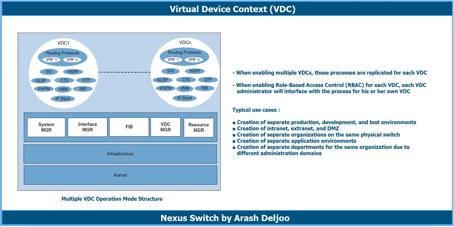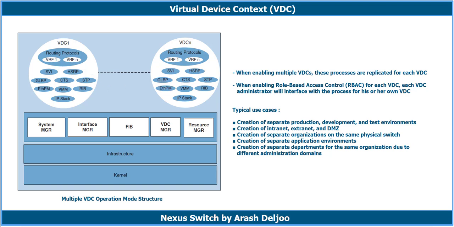When enabling multiple VDCs, these processes are replicated for each VDC. Within each VDC, you can have duplicate VLAN names and VRF names, meaning you can have VRF production in VDC1 and VRF production in VDC2. When enabling role-based access control or RBAC, each VDC administrator will interface with the process for his or her own VDC. This figure shows what the structure looks like when creating multiple VDCs.